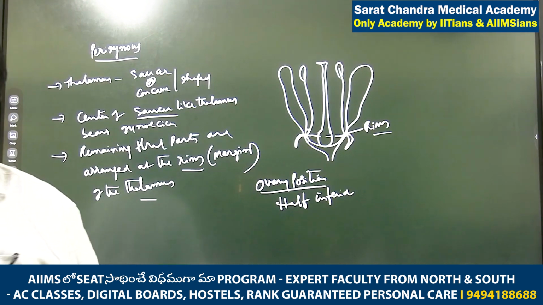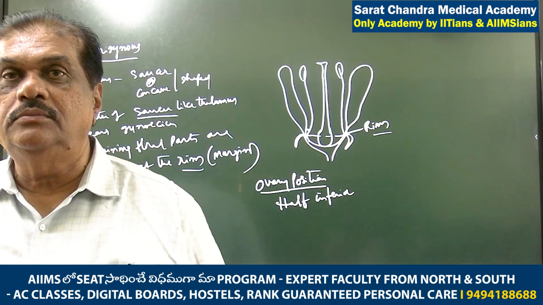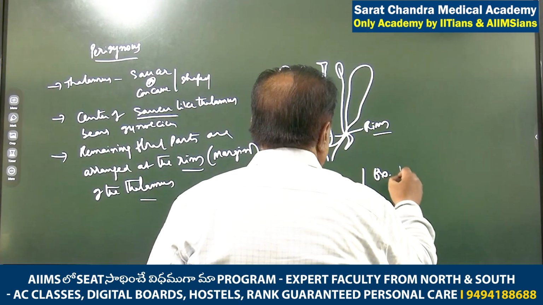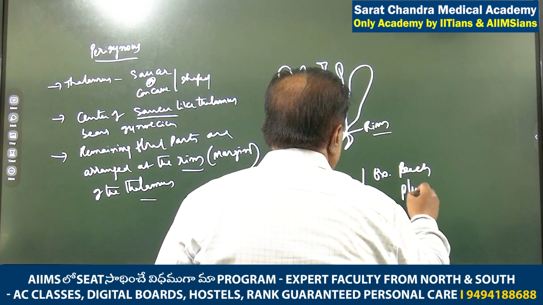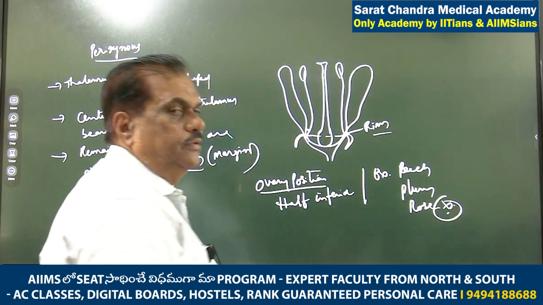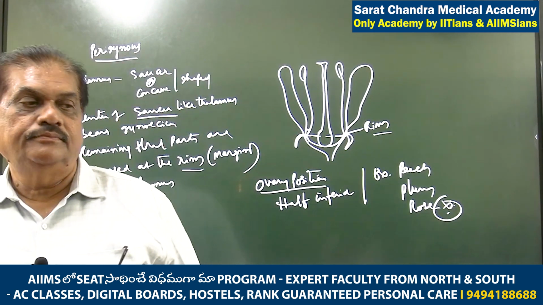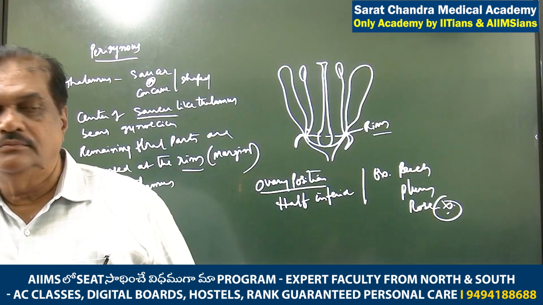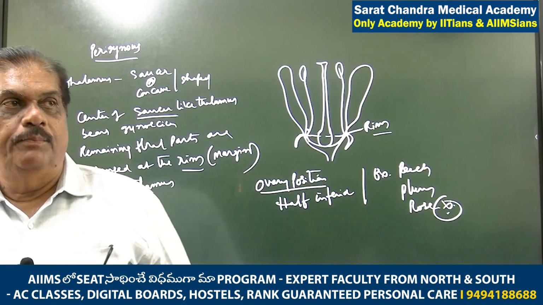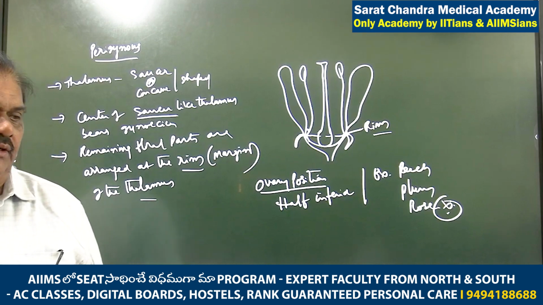The examples for plants having half inferior ovary with perigynous flowers are peach, plum, and rose-like plants. Rose is an important point. The rose example is very, very important. Peach, plum and rose have perigynous flowers with half inferior ovary.